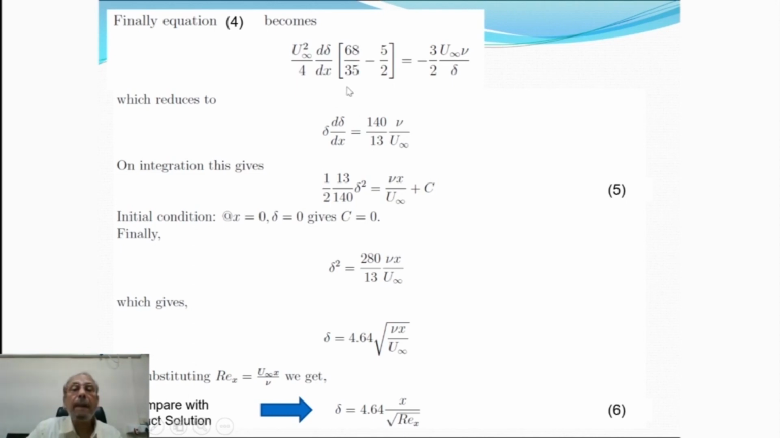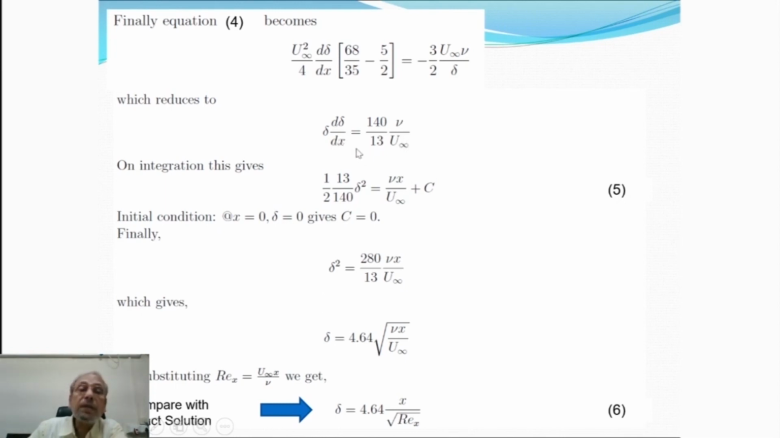So from here we get, basically, delta we transfer to the left hand side from the right hand side. So delta d delta dx equal to this; also the result we transfer from left hand side to right hand side. So 140 by 13 nu by u infinity. This u infinity square comes to the right hand side from here. So we get delta d delta dx equal to 140 by 13 nu by u infinity.